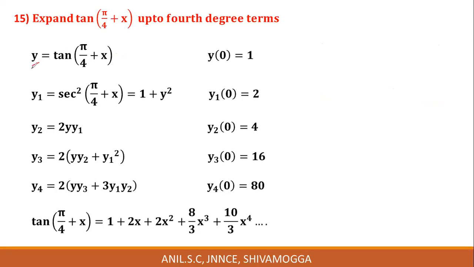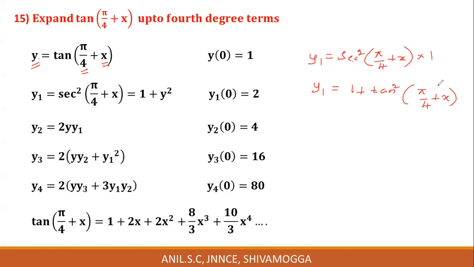To find y1, we differentiate this expression of y with respect to x. Derivative of y is denoted by y1. This is equal to derivative of tan of pi by 4 plus x. Derivative of tan theta with respect to theta is secant square theta. Similarly, derivative of tan of pi by 4 plus x is secant square of pi by 4 plus x into derivative of pi by 4 plus x. Pi by 4 is a constant, its derivative will be 0, and derivative of x is 1. Therefore, y1 is equal to secant square theta, which can be written as 1 plus tan square theta. Therefore, 1 plus tan square of pi by 4 plus x.